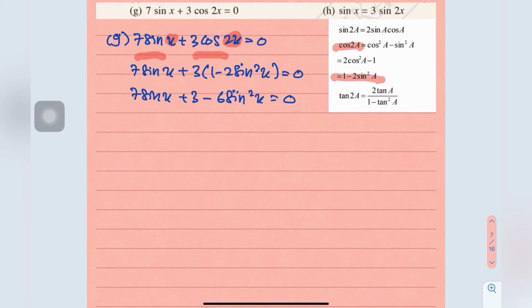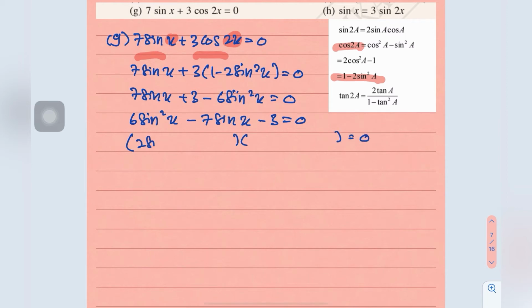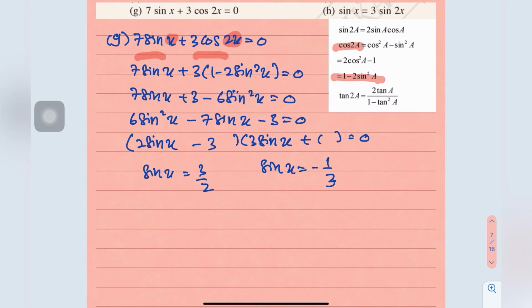I prefer to make it positive. So 6 sin squared x minus 7 sin x minus 3 equals 0. This we can factorize. It becomes 2 sin x and 3 sin x, and negative 3 is negative 3 plus 1. So sin x equals 3 over 2, and sin x equals negative 1 over 3.